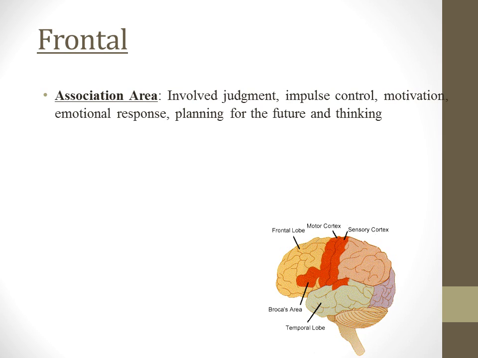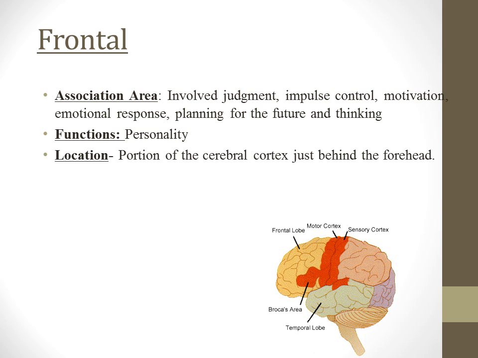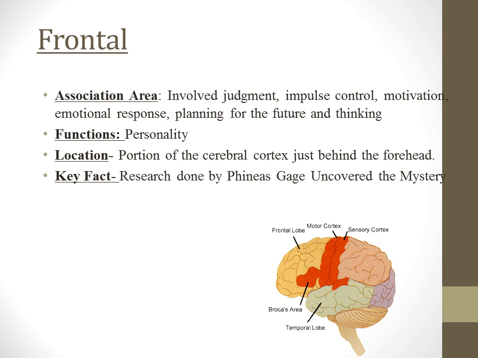What they're finding out more and more is that a lot of development happens during adolescence. Hence why maybe teenagers don't have impulse control. They just take it, or they don't think about what they're doing before they do it, because that area is still developing. Also, we're going to find out it impacts our personality. The location of this portion of the cerebral cortex is just behind the forehead. Research done on Phineas Gage uncovered that a lot of our personality comes from that portion of the brain, and you are going to do a case study on Phineas Gage tonight.